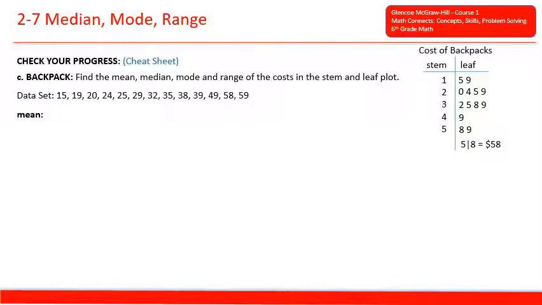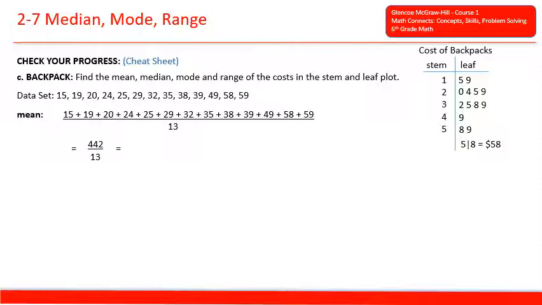So the mean, we're going to add all those up and divide it by 13, which is the number of pieces of data. And we'll get 442 over 13, which is $34. The median, so there are 13 pieces of data, so we can count to the 7th piece of data, and we know that that is the middle number because it's an odd number of pieces of data. So our median is $32.